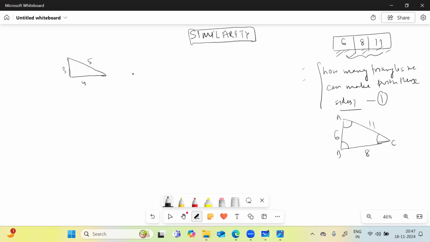So when I said that I have made a triangle of 3, 4, 5, that means I have automatically fixed the angles also. So this is a fixed triangle.